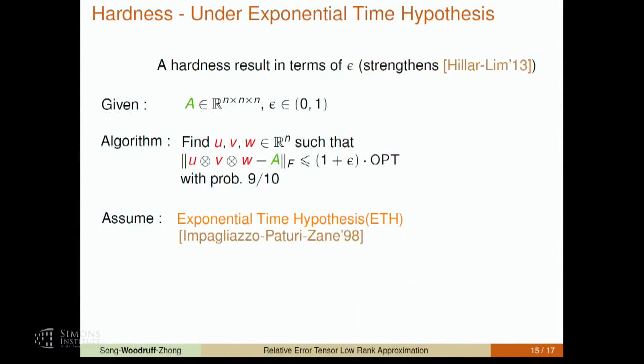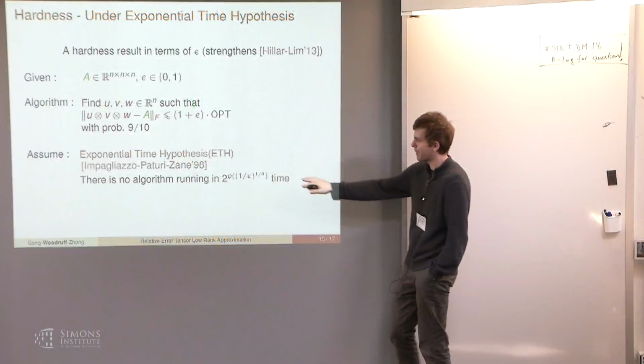What we can show, again, under the same complexity assumptions, is that there's no algorithm for solving this that runs in time significantly less than 2 to the (1 over epsilon)^(1/4). Now we were getting 2 to the 1 over epsilon when k was equal to 1. Again, this is not optimal, but it is suggestive that some kind of exponential dependence is needed.